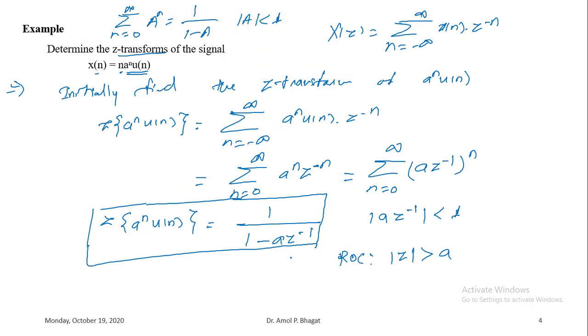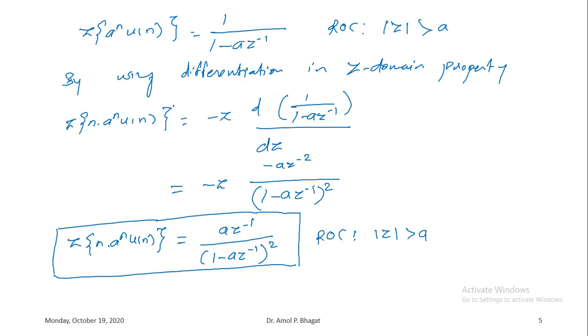So here initially we identified the z transform of a to the power n u of n, that is a to the power n into u of n into z to the power minus n. We modified the limits and took a to the power n z to the power minus n common. As per the infinite geometric series, we can write 1 upon 1 minus a z inverse, provided mod a z inverse is less than 1, so mod z is greater than a. Then we differentiated this z transform and multiplied it with minus z to get the z transform of n into a to the power n u of n by using the differentiation property. The derivative of 1 upon 1 minus a z inverse is minus a z to the power minus 2 upon 1 minus a z inverse whole square, right?